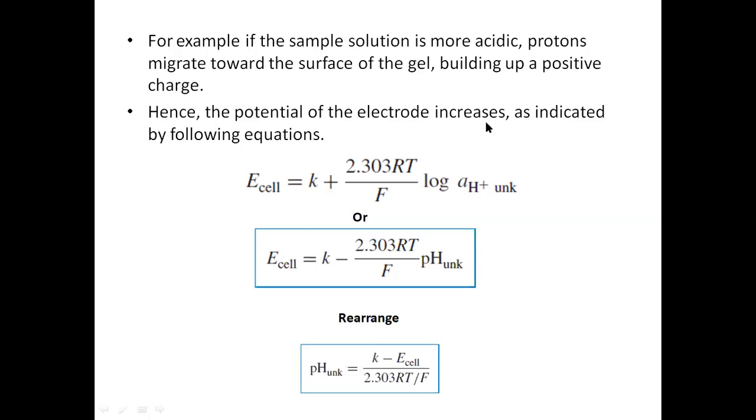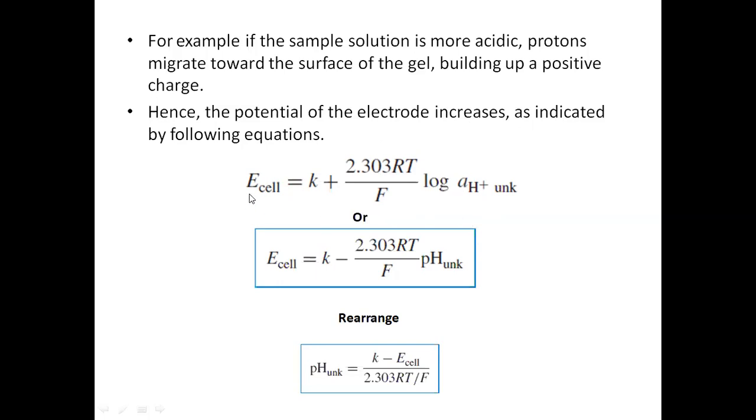Now, why does this potential increase? We already learned this formula in the last lecture. Potential of the cell is equal to K plus 2.303 RT upon F log activity of H plus ion. Here the only variable things are the activity of H plus ion and E cell, and both are proportional with each other. So if the activity of H plus ion increases, the potential also increases.